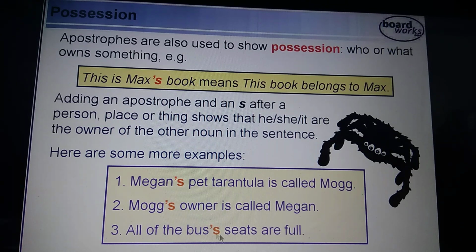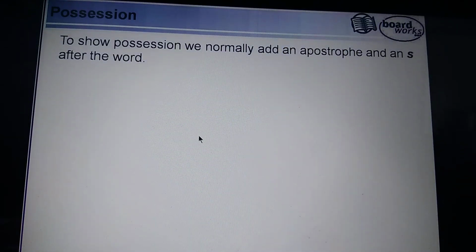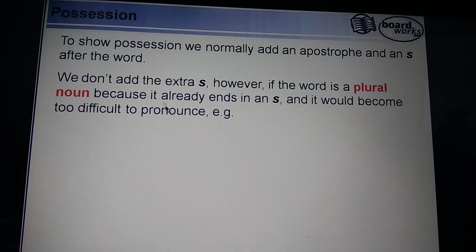All of the bus's seats are full. Here, the seats belong to the bus, so the seats of the bus. To show possession, we normally add an apostrophe and an s after the word. So we don't add the extra s.